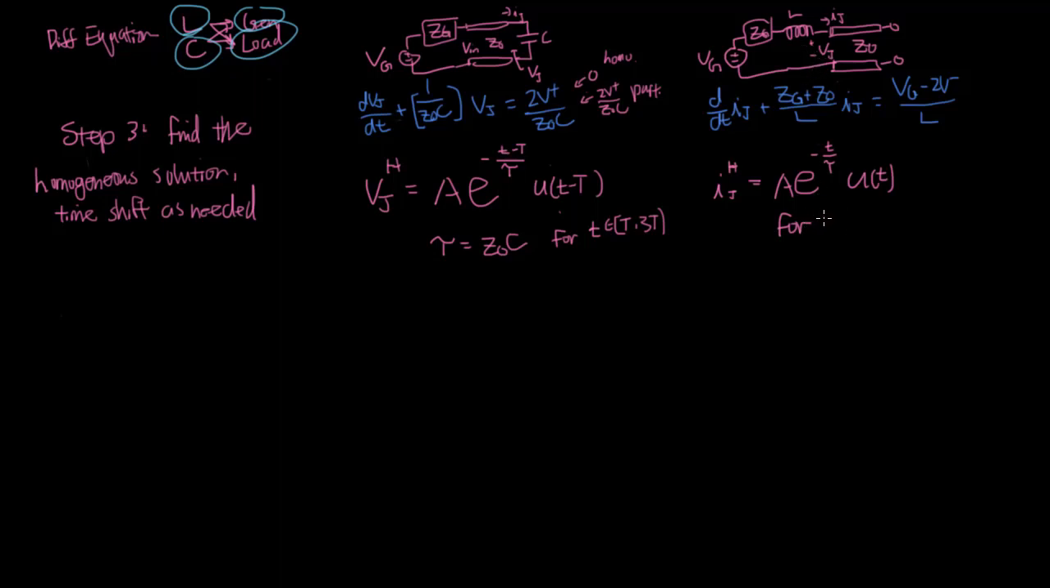Now, at the same time, this is not valid for all time if there are reflections, so this is only valid from 0 to 2T. Because at 2T, the ingoing wave would have made a round trip. It's an open circuit here, so all of it will bounce back. So basically, it's valid until the next reflection comes in to mess things up for you.